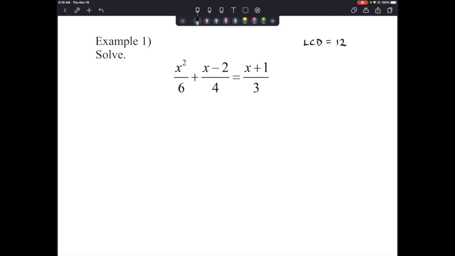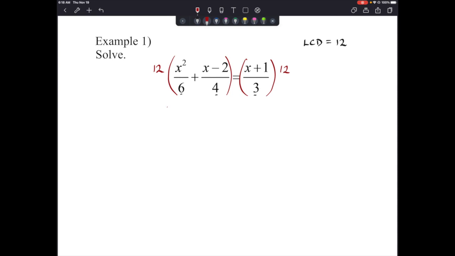So if we wanted to get rid of our fractions, we could multiply everything times the 12, because 12 is divisible by 6, it's divisible by 4, and it's divisible by 3. So let's go ahead and do that. And do we have to do just 12? No, you could use a number that's larger, but then it just requires maybe a little bit more work down the line. But any number that is divisible by 6, 4, and 3 will work.